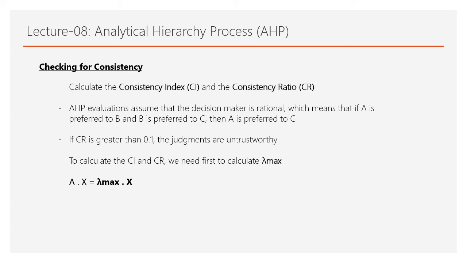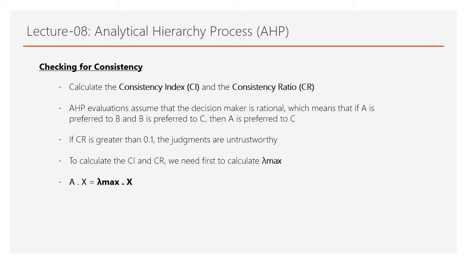So we need to check for the consistency ratio to be less than 0.1 or 10%, otherwise that judgment would be untrustworthy, and we cannot take those judgments into consideration.